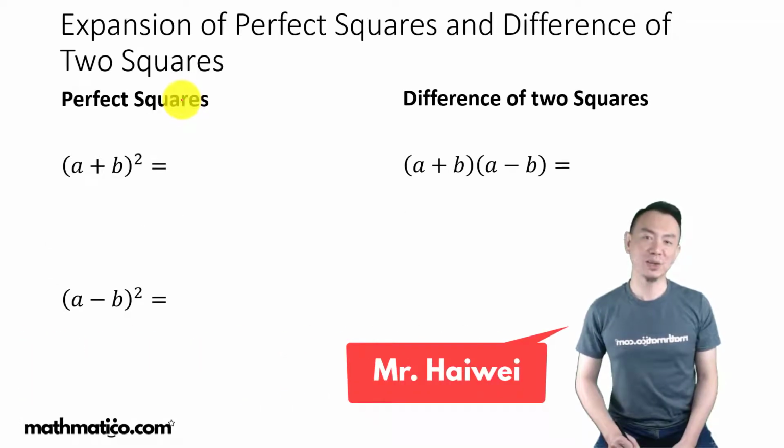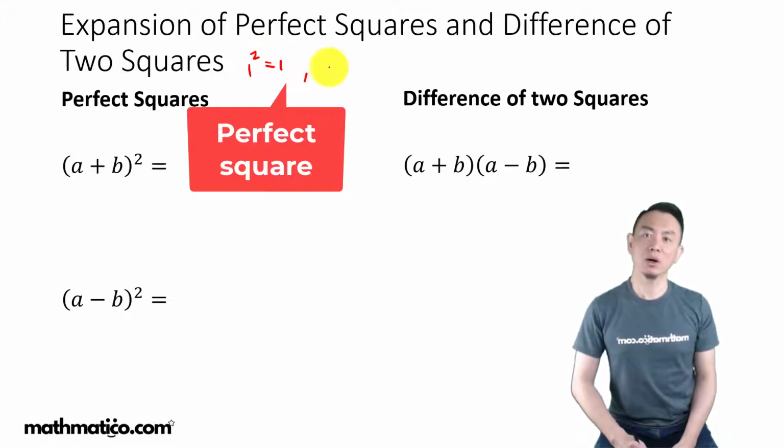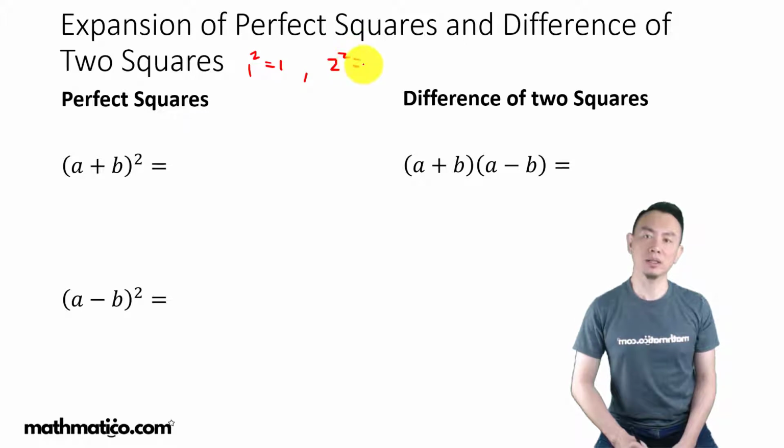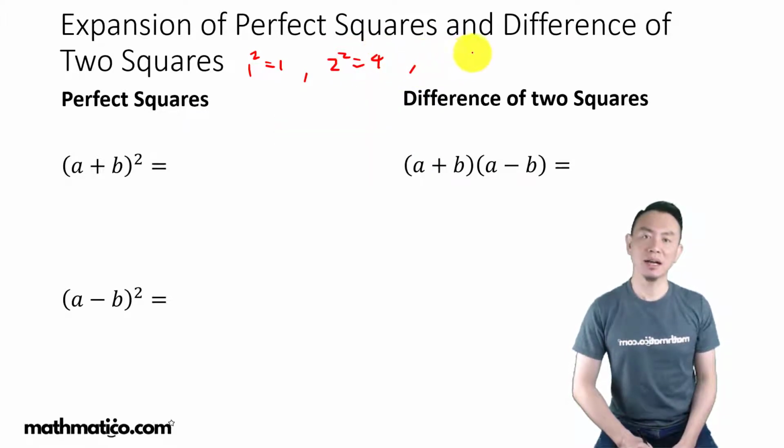Expansion of perfect squares and difference of two squares. In Sec 1, you learn about perfect squares, okay? Like for example, 1 squared is equals to 1, and so this 1 here is a perfect square. Or if you say that 2 squared is 4, then 4 is a perfect square. So likewise, 9 is a perfect square because it is 3 squared, okay?